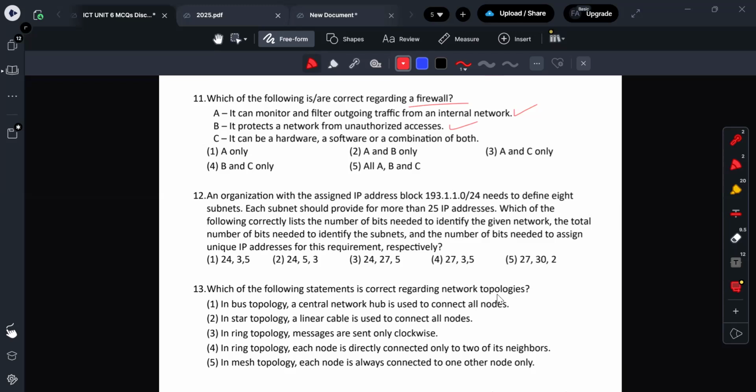And C, it can be hardware, software, or a combination of both. Correct, because firewalls can take multiple forms. In Windows, the firewall is an example of software, while dedicated corporate routing security appliances are hardware. So many environments use a combination of both for more security.